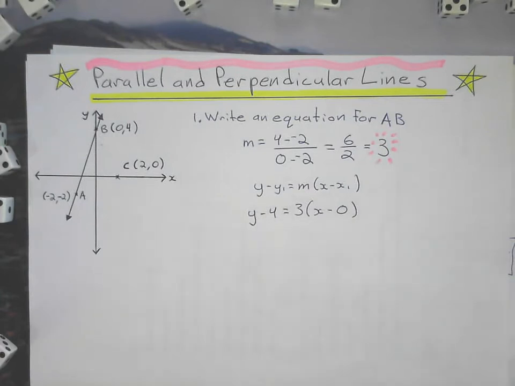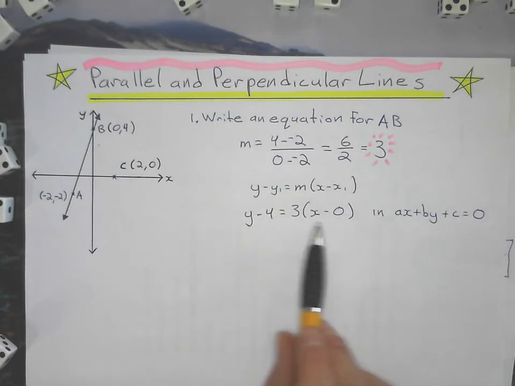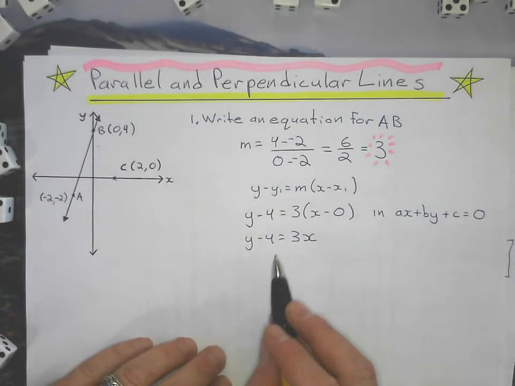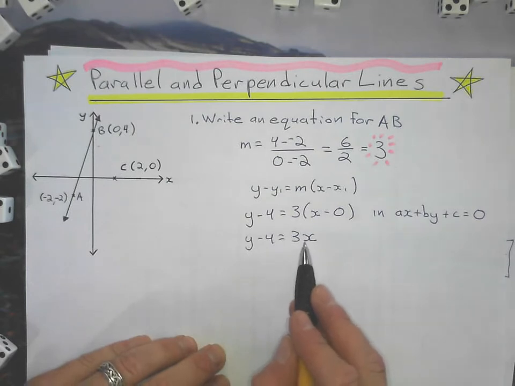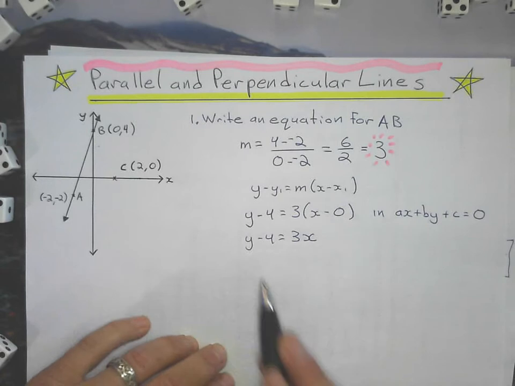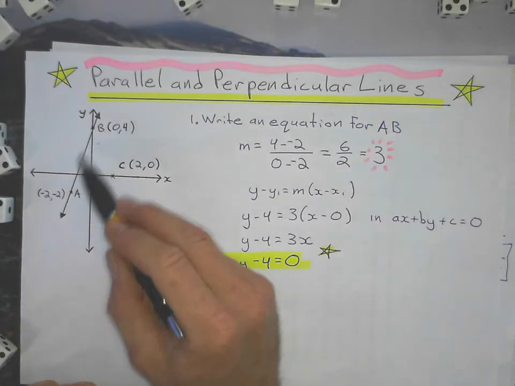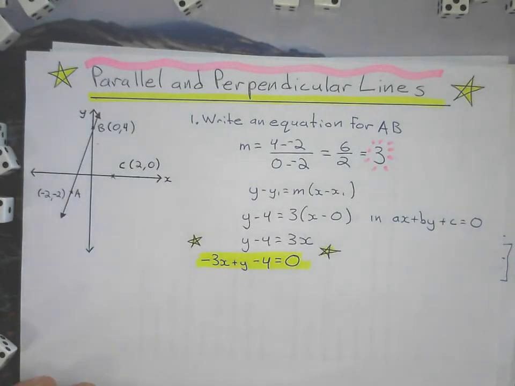I'm going to write it in a different form, ax plus by plus c equals 0 form. So I'm going to have to do a little bit of algebra first. That's what I get when I expand the brackets over here. And now I just rearrange everything, and the only thing I need to rearrange is get that 3x to the other side. So that is going to be the equation for this line right here.